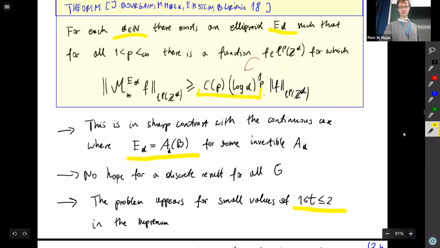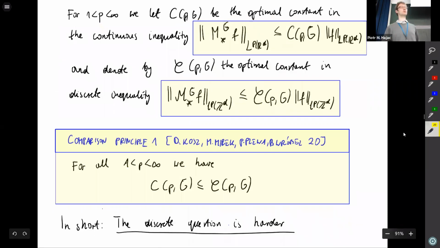So let me raise another point why the discrete setting is harder. The previous example showed that the obvious counterpart of Bourgain's conjecture in the discrete setup is false. But now it turns out that the discrete constant is always larger. So it means estimating it is always more difficult.